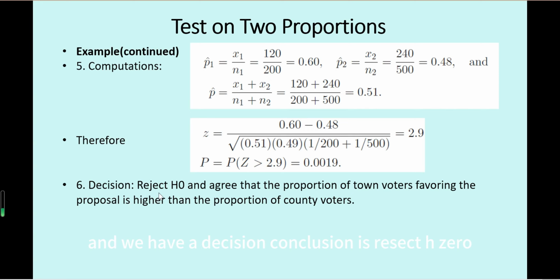Conclusion is reject H0 and agree that the proportion of town voters favoring the proposal is higher than the proportion of country voters.